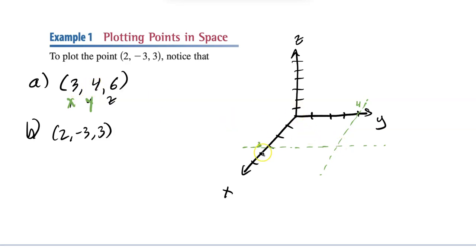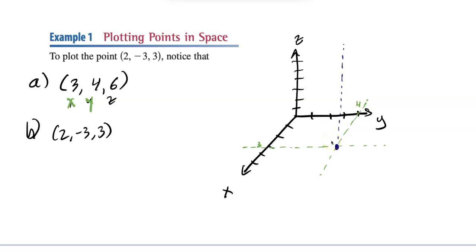So this is where we're at when we're at 3, 4. 3, 4 is just 3 on my X, 4 on my Y, so we're right there. Now we've got to go up 6. You might ask, how do I go up 6? Well, we're going to use the same concept. We're going to draw a line parallel to the Z, so straight up.